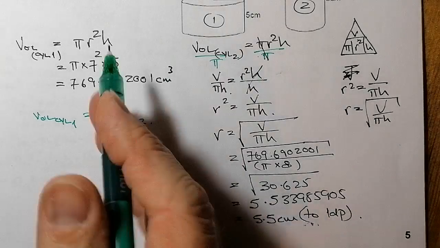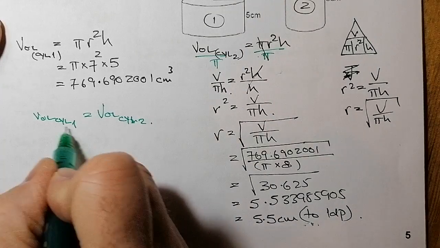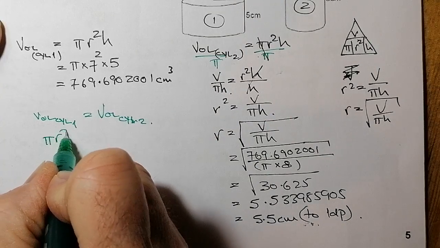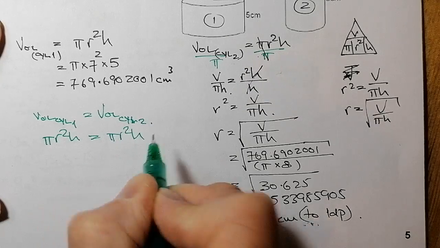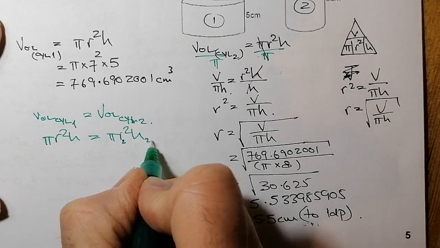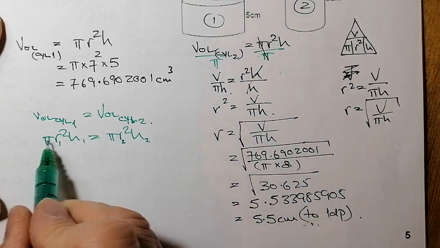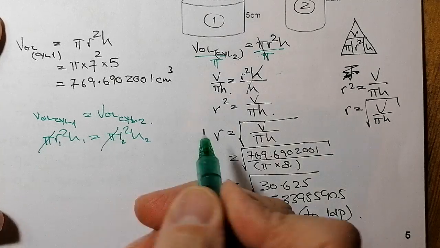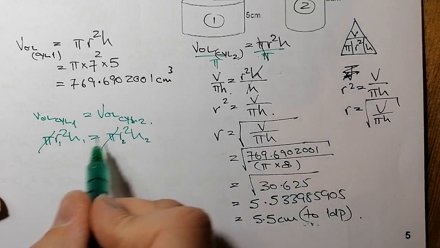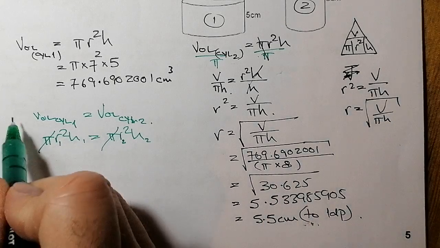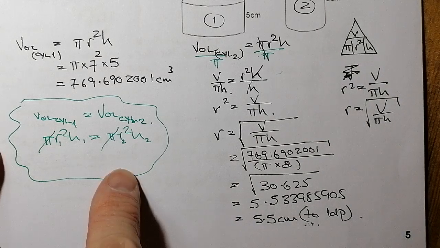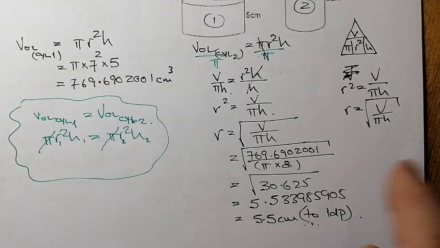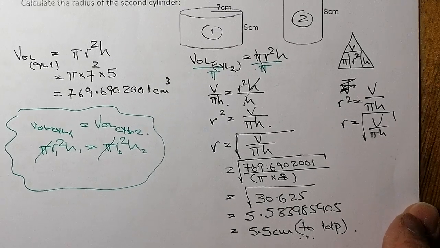What we could do is say that the volume of cylinder 1 is pi r squared h, and the volume of cylinder 2 is pi r squared h. But remember, that's cylinder 2, that's cylinder 1. I've got pi on both sides, so I could cancel pi out. I could then work things out by substituting values in. So just a different way to approach the question, and that's quite a good way of doing it anyway, but certainly you would know how to go this way here.